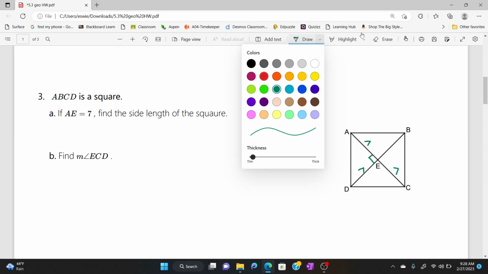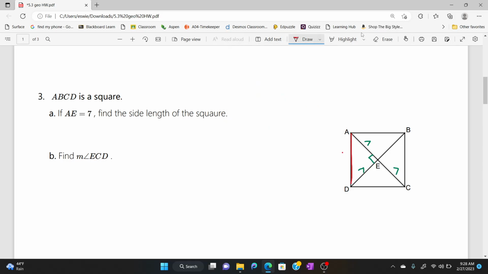So now we're going to be looking at this triangle. Notice it is a right triangle, and I want to find the side length of the square. So I'm going to use the Pythagorean theorem, which says leg squared plus leg squared equals hypotenuse squared. Hypotenuse is always opposite the right angle. 7 squared is 49. 49 plus 49 is 98. That is equal to x squared. When I take the square root, I believe I will get x is around 9.89, roughly.